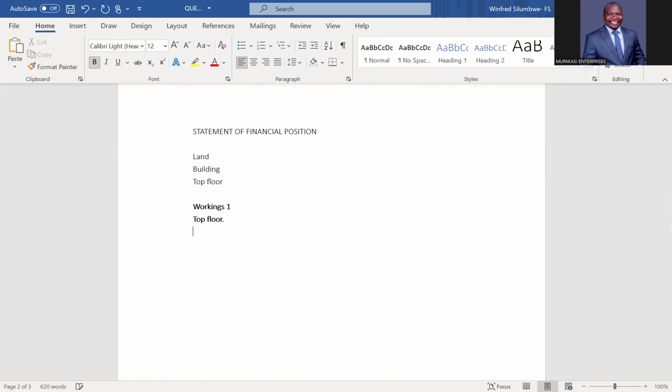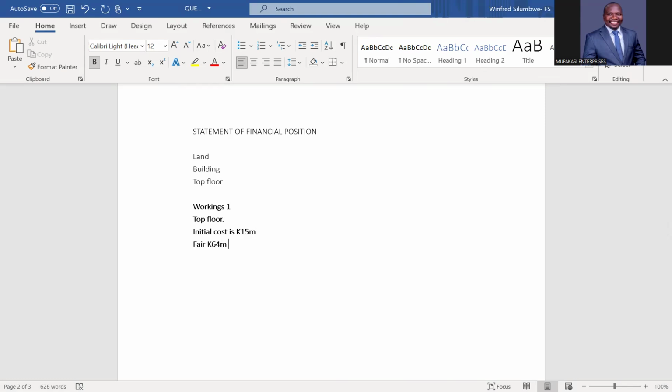So top floor, the initial cost is 15 million. Let's just do this 15 million. And then the whole total building, it appreciated, or the fair value now came from 60 million to 64 million. Fair value now, it is 64 million.